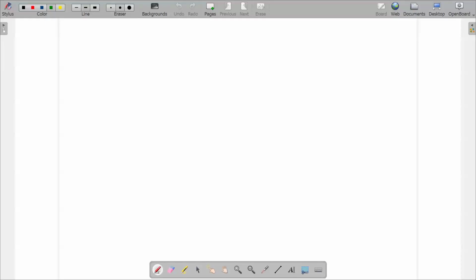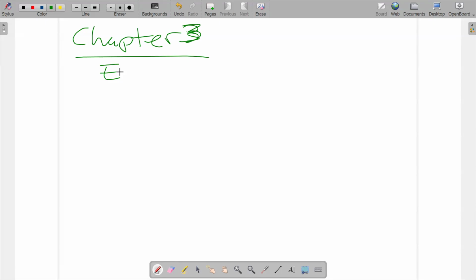All right, off we go. We are in chapter 3. Chapter 3, there we go. And we are playing with estimating population parameters.